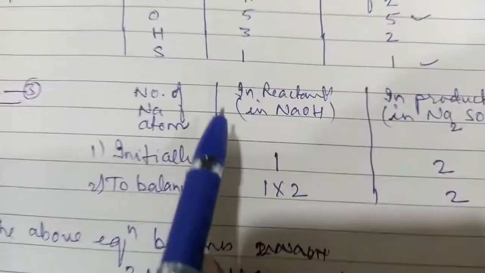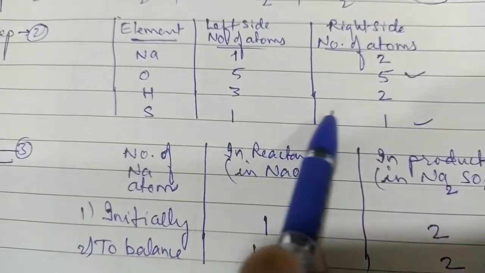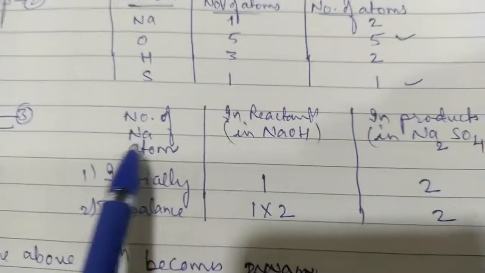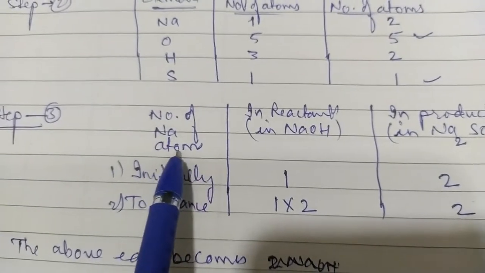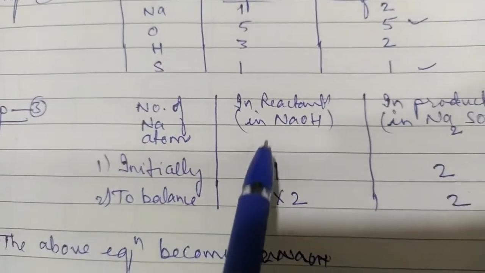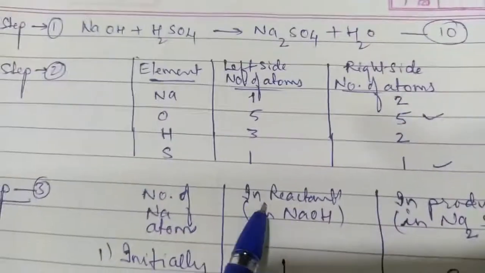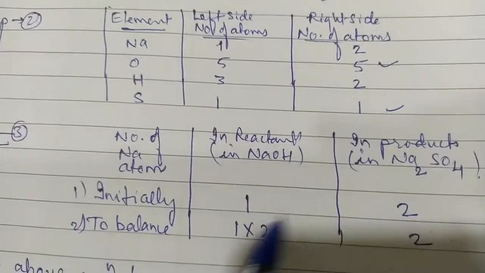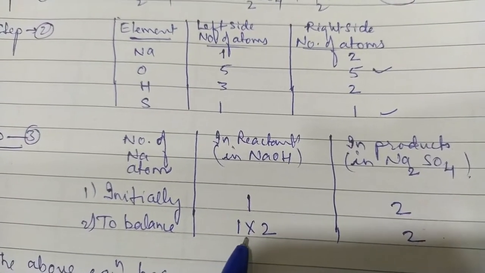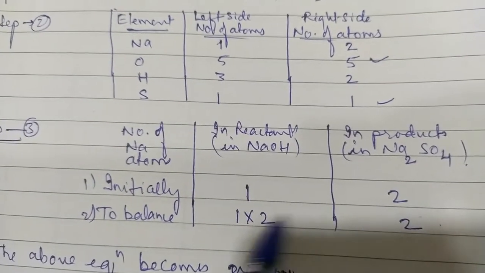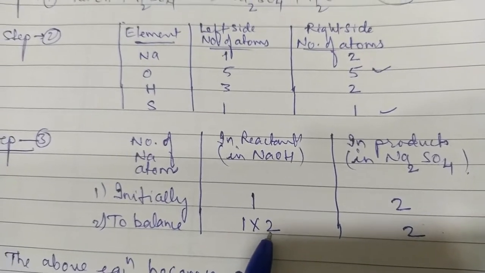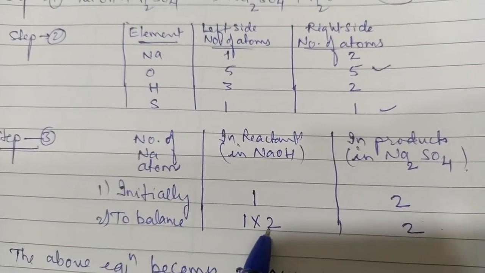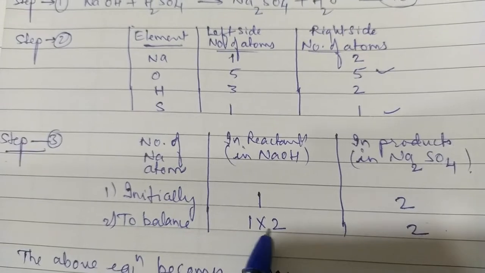Okay. So how to balance now? Let's see, I have written here that step 2 is already here. Now I have written here step 3. So we have to balance the sodium atom. So initially in this case you see 1 sodium atom is there. Okay. And on the right side 2 are there. So to make it 2, it is multiplied by 2. Okay. So it will become 2. Okay. So in this case here also 2.